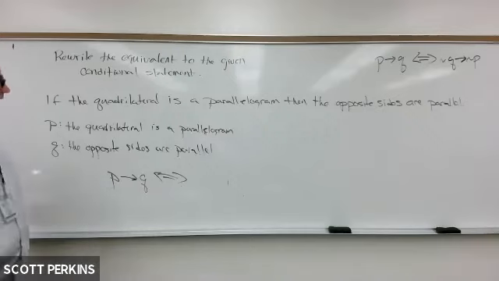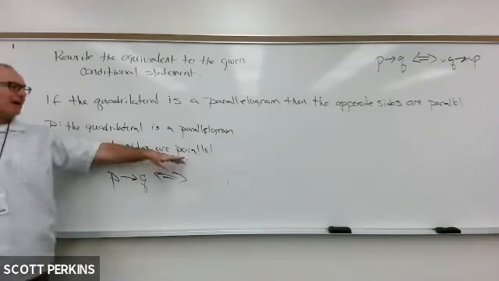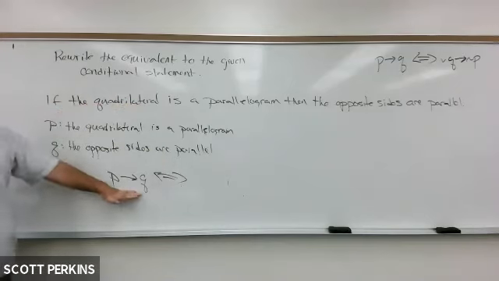Okay, so here we go. First thing, write the simple statements. Statement P is the quadrilateral is a parallelogram. Statement Q, the opposite sides are parallel. Written symbolically, this given statement is if P, then Q.